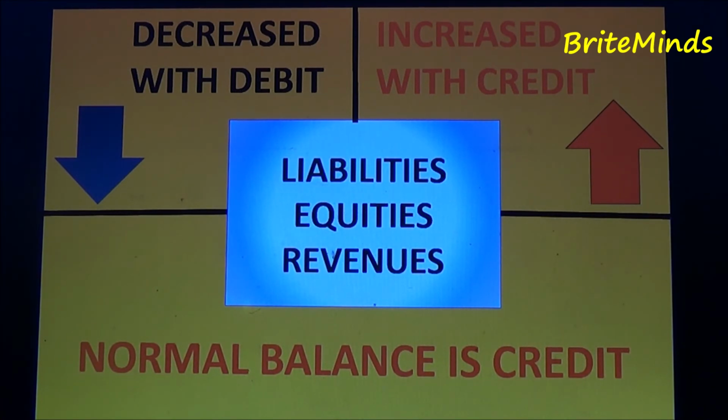Okay, so I have here a summary for you to remember. Rules for asset accounts: an asset account is increased on the debit side. An asset account is decreased on the credit side. And then the normal balance for an asset account is a debit balance.